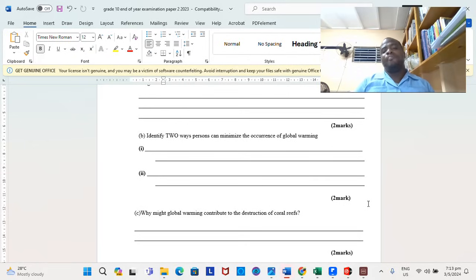It says, why might global warming contribute to the destruction of coral reefs? Now, with the coral reefs, when you have global warming, one thing that will happen is the increase in the temperature of the sea. So the seawater will actually get hotter. And this is not the norm for the coral reefs. And so what it does is cause them to have a more pale appearance, and this is known as coral bleaching. So it bleaches the coral, and that is not something good.